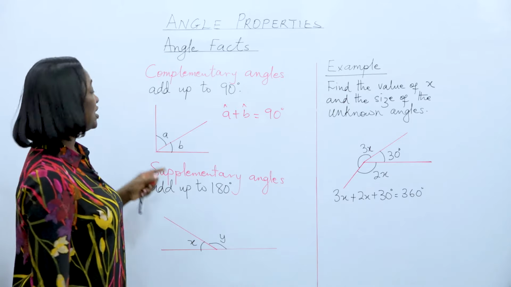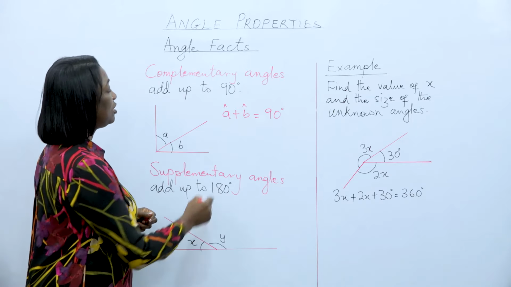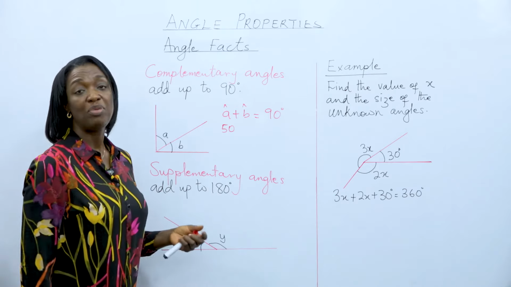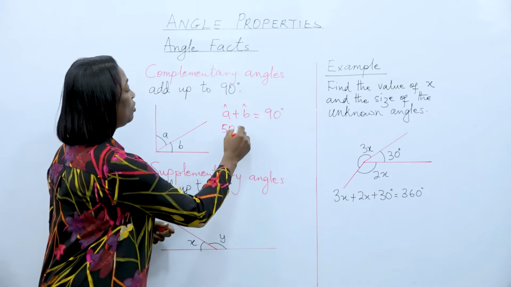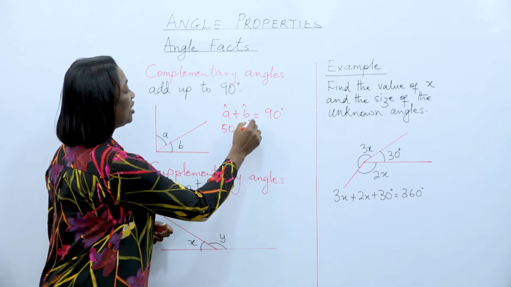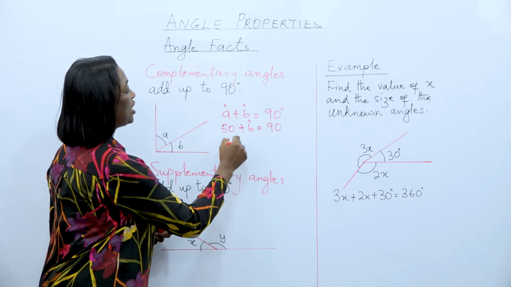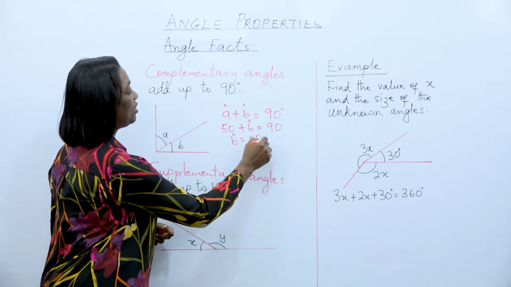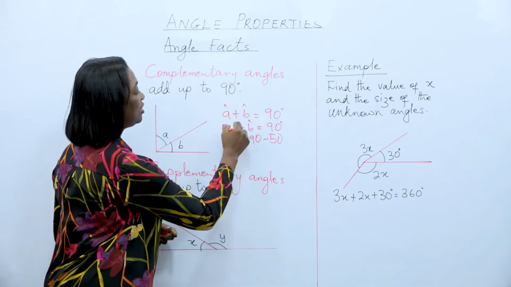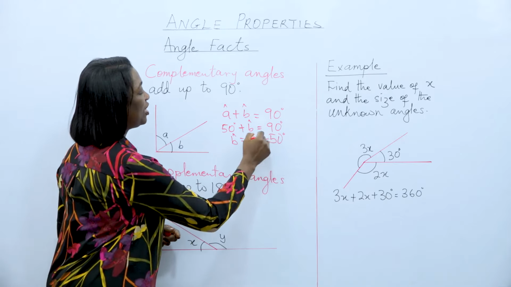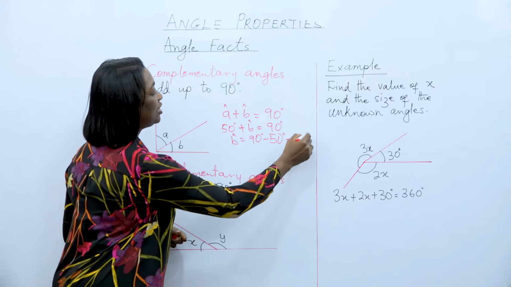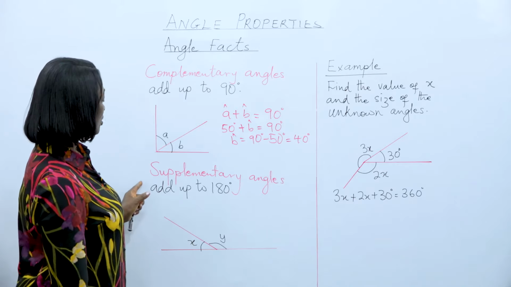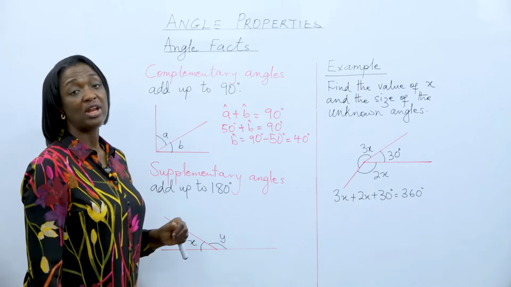So assuming we know that angle A is 50 degrees, what is the value of B? So to find B, we know that angle B will be equal to 90 minus 50 degrees. So angle B is equal to 40 degrees. Take note of that.